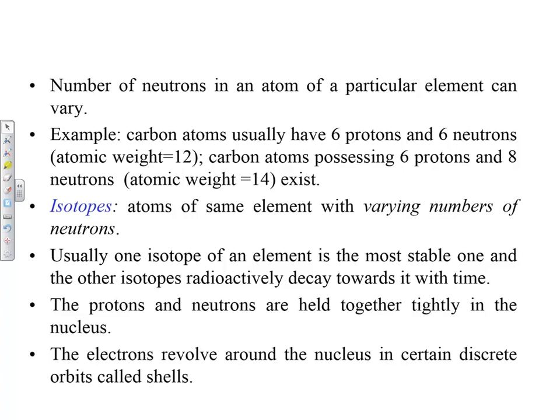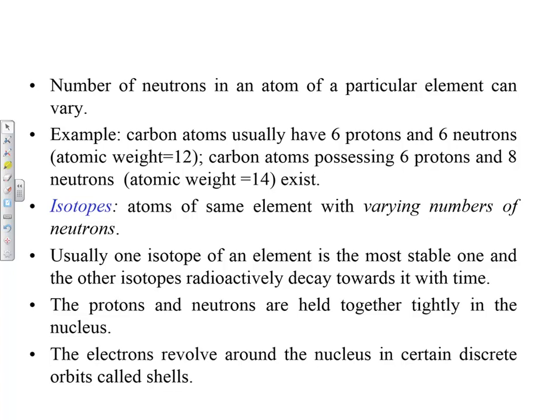If you have multiple isotopes with different atomic weights, one of them is stable and the others will radioactively decay towards it, with certain time constants. And so you can use that to figure out the age of a fossil. So isotopes are atoms of the same element with varying numbers of neutrons. And usually one isotope of an element is the most stable one. The others will radioactively decay towards it with time.